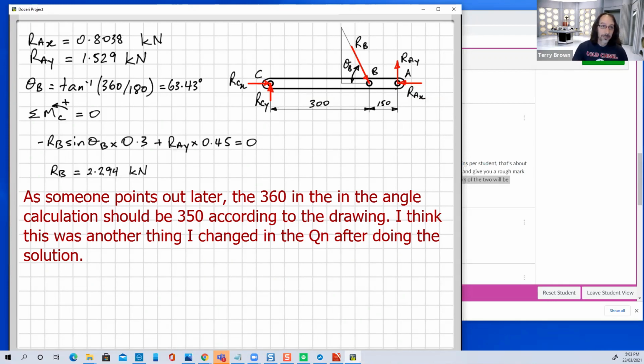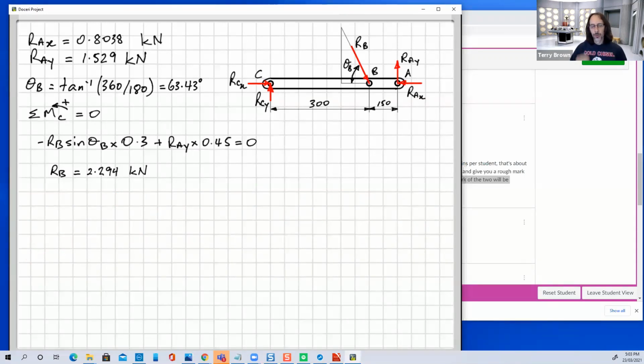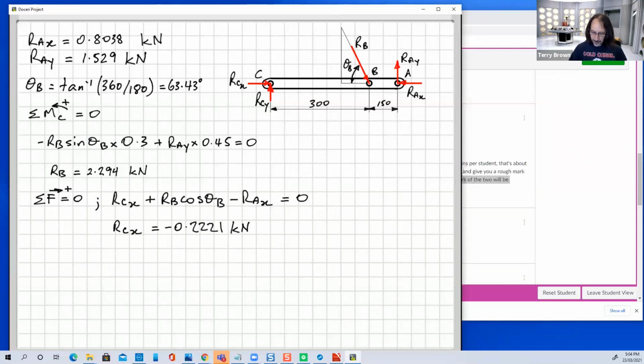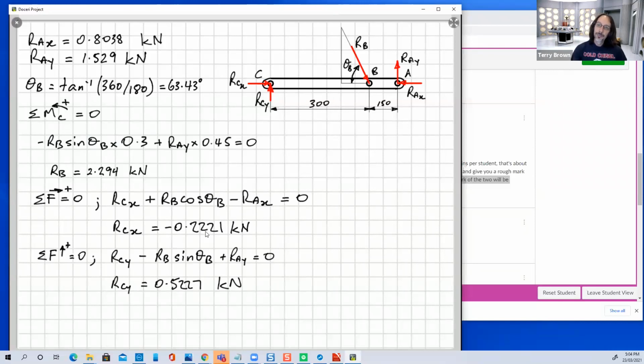This is a much simpler one, much simpler geometry. Okay, I'm not sure what you're saying there, He-Chan, but let's get to the next bit and you can have a look at what happened with mine, and if anyone's got questions about the other bit, please type them in or yell them out. So once we've found RB, we can then go to our 2 force equilibrium equations and do those. All right, so here, I thought one of them came out negative.